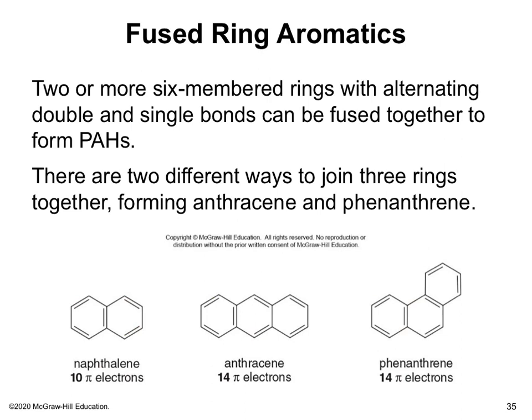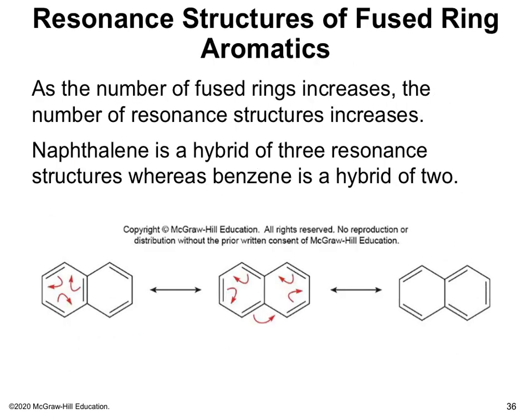Okay, so these are polyaromatic, polycyclic aromatic hydrocarbons, and these are planar. And then 10 electrons, 14 electrons. So these are aromatic. And this is just showing you that they have resonance structures.